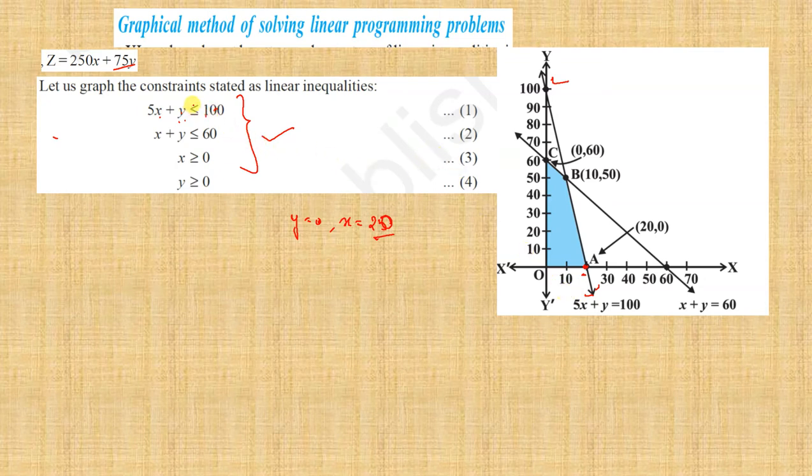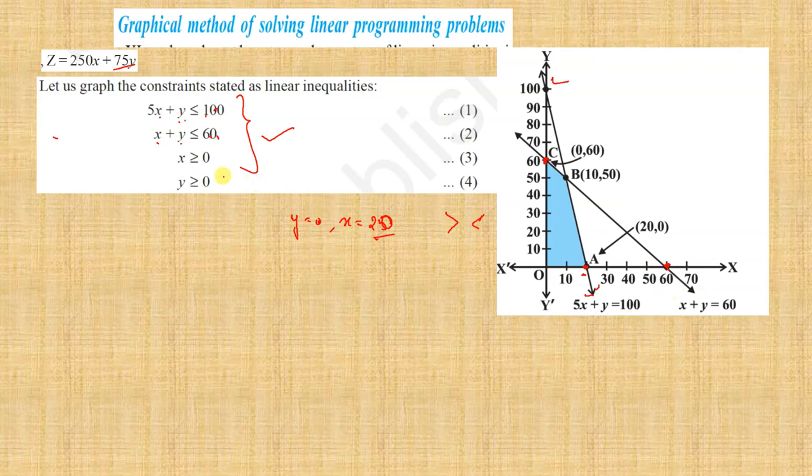And since we have slack inequality, the line will be dotted. If it is slack inequality, meaning having only less than or greater than sign, then we will draw it by the dotted line. Now, for the second equation, the points on the line will be 60, 0 and 0, 60. So one point is this 0, 60 and another is 60, 0. Join it, we will get this line.